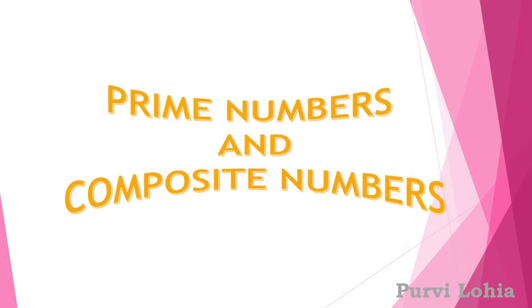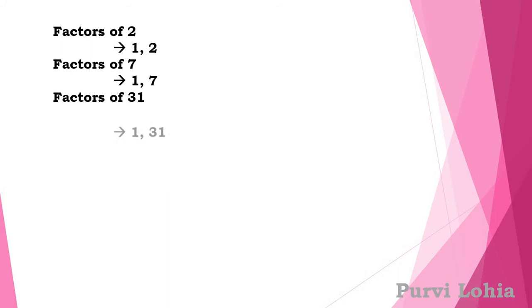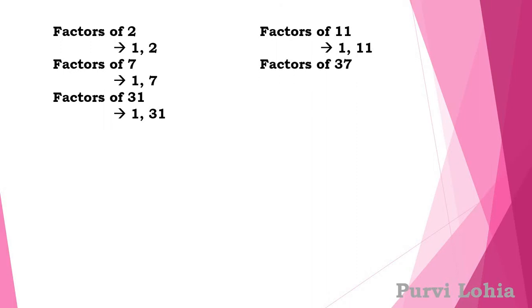Okay, now prime numbers and composite numbers. See, what are the factors of 2? Tell me. Factors of 2 are 1 and 2. Factors of 7, again 1 and 7. Factors of 31, 1 and 31. Factors of 11, 1 and 11. Factors of 37, again 1 and 37.